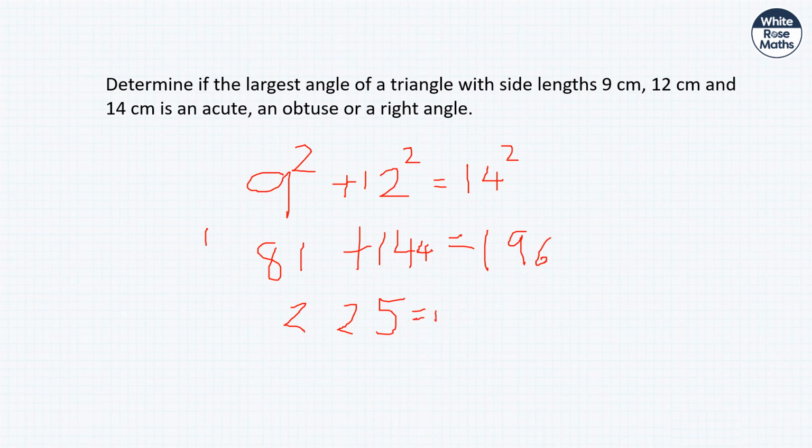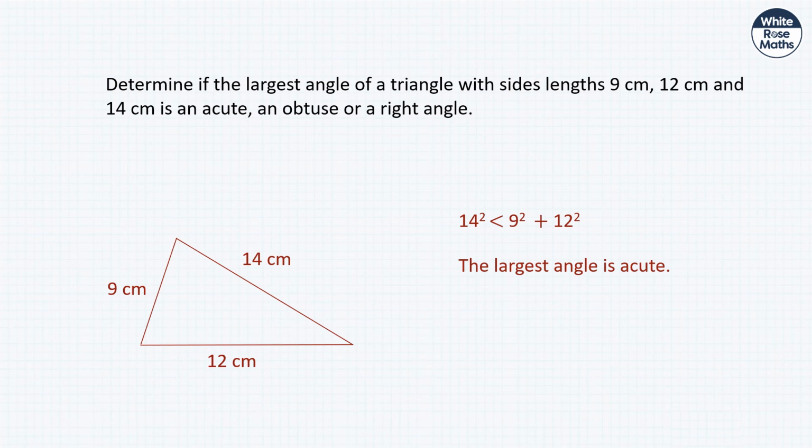So 225 does not equal 196, so it is not a right angled triangle. That tells me that the largest angle of a triangle of this size, which would be a scalene triangle, would have to be acute. Because the hypotenuse squared is smaller than the sum of the other side lengths squared, that tells me the largest angle must be acute, guys.